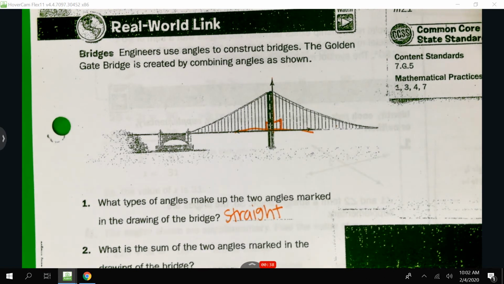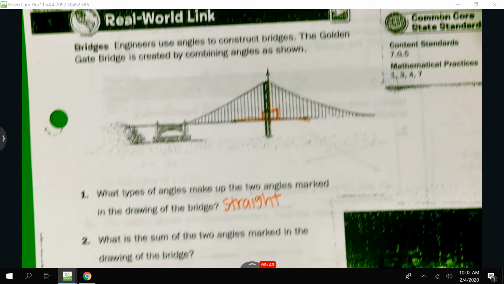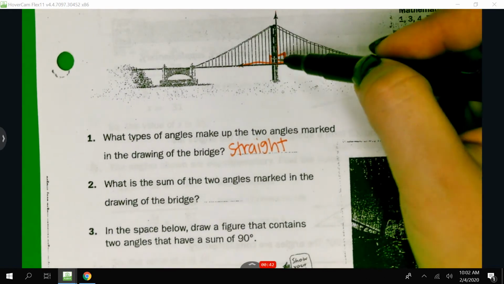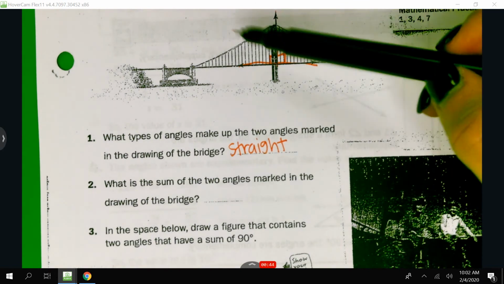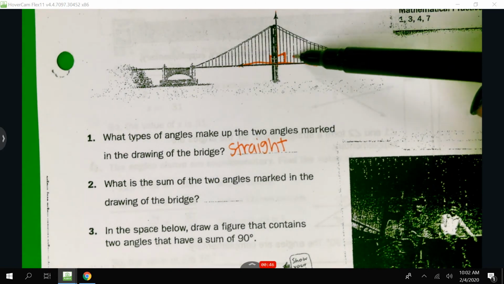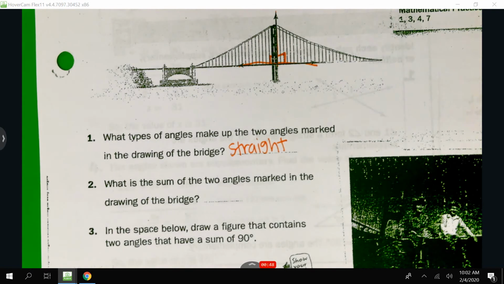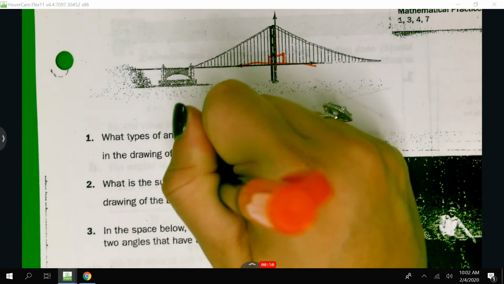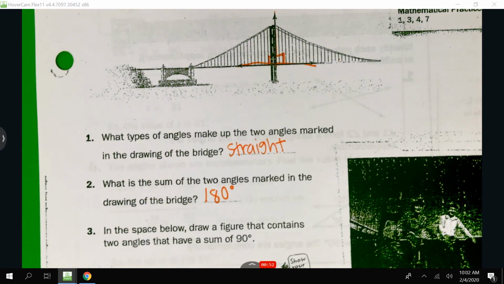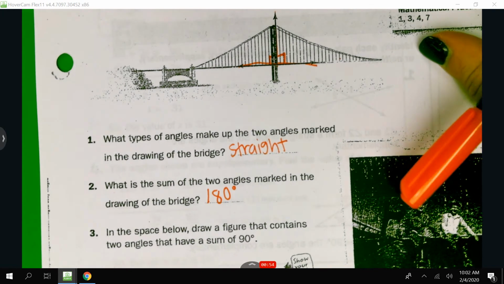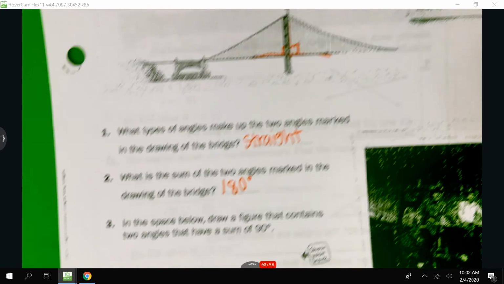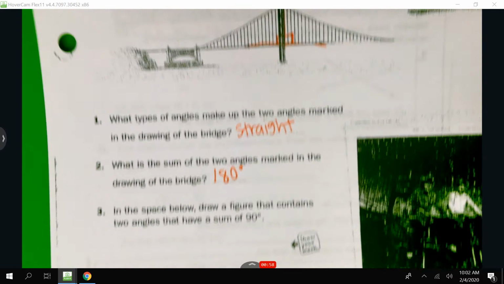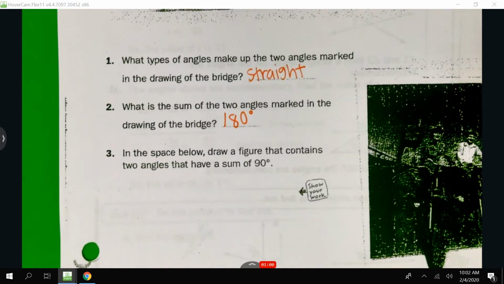What is the sum of those two angles marked in the drawing of the bridge? 90 and 90. So what is the sum? 180. The measure of a straight angle, 180 degrees. In the space below, draw a figure that contains two angles that have a sum of 90. You can do that if you want. Up to you.